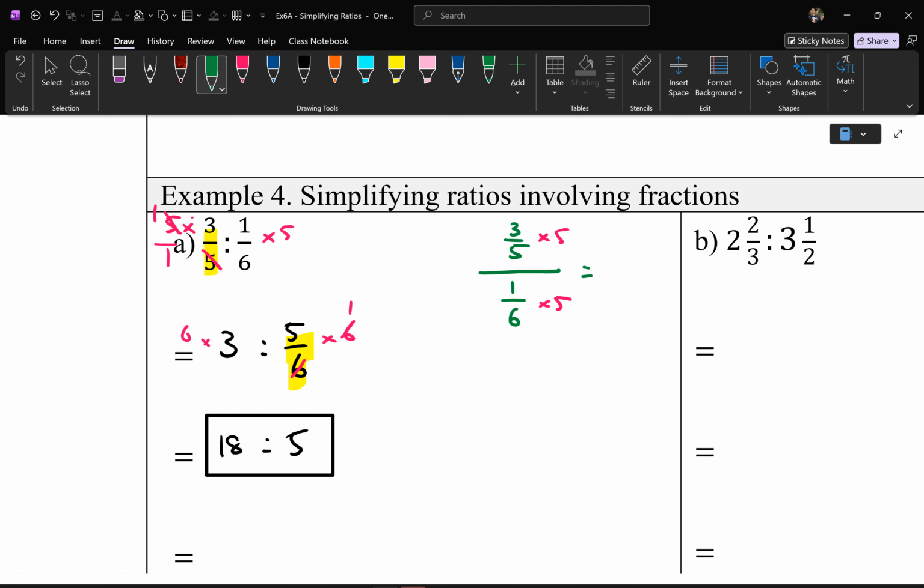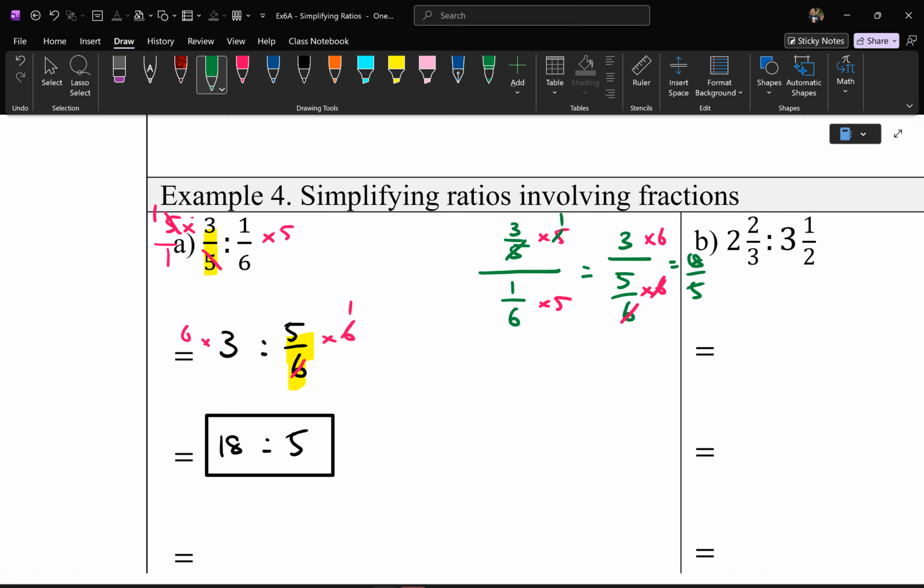If you did it through the fraction method, this is what it would look like. 5 and 5 becomes 1, so you end up with 3 on the top. This becomes 5, 6 on the bottom. And you want to get rid of that divide 6. You can times the bottom by 6 and times the top by 6. See, these two will cancel out. And so you end up with 18 over 5, which is the same thing as 18 to 5. Okay, so the fraction method, I would say this gets really confusing for a lot of students. They may prefer this method instead.